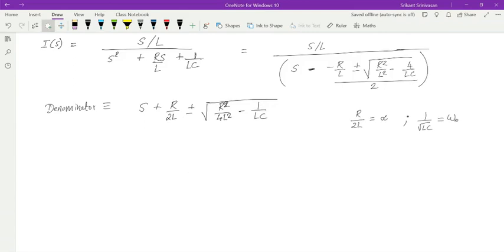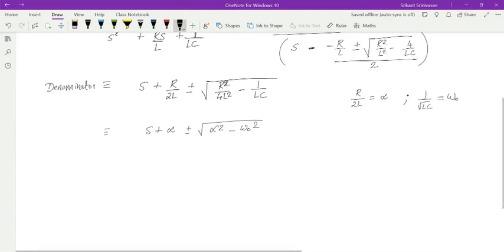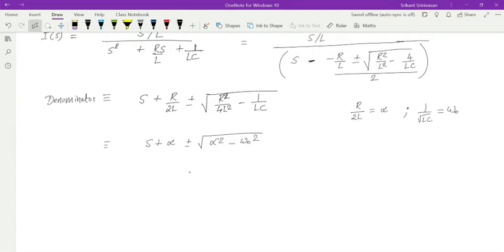Okay, so I would then rewrite the denominator as s plus alpha plus or minus root of alpha square minus omega naught square. So this is my equation. And now, if I want to find out the approximate form of I of t, then what is going to be the value of I of t? I of t is going to have some residues, some A times e power minus alpha t.